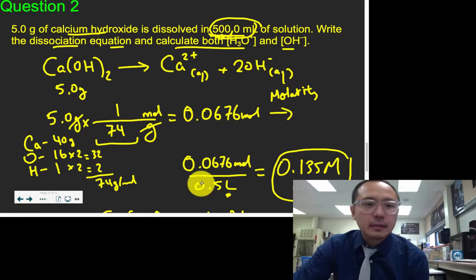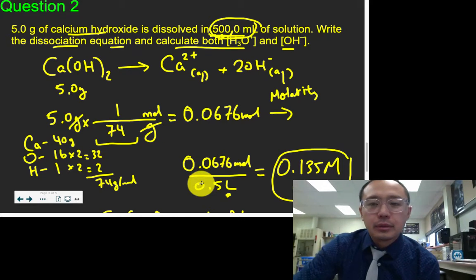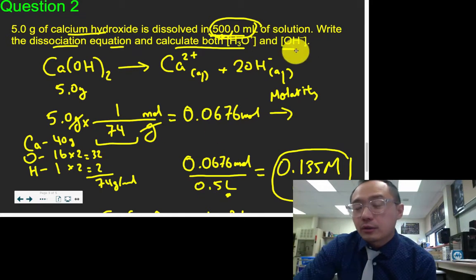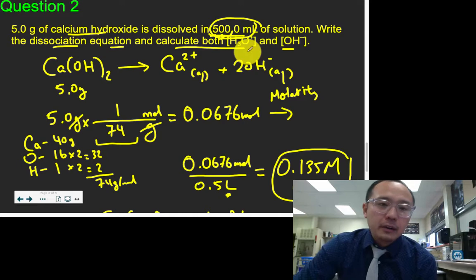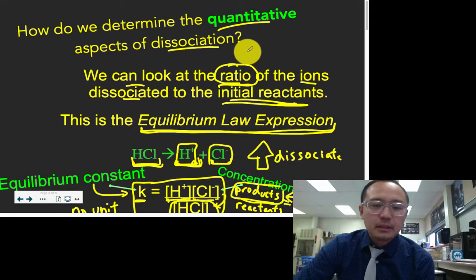All right. So that's how you use the Kw to solve for your hydroxide ion or your hydronium ion. And after this, the next part is how do we calculate the pH.